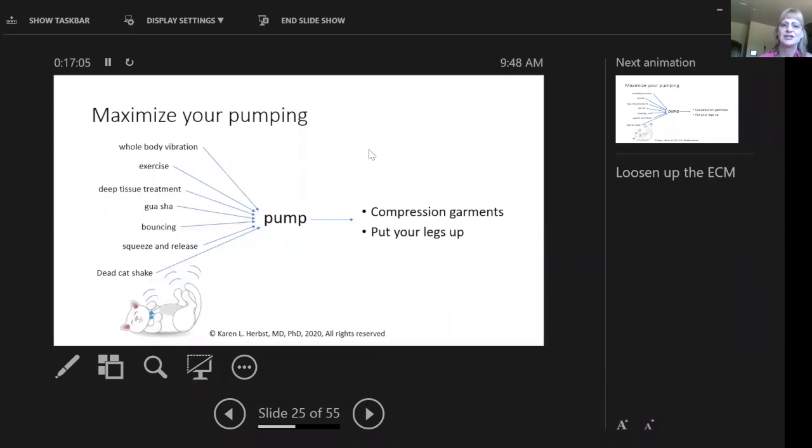And you can do the dead cat shake, where you lift your arms and legs in the air and you shake your tissues. And this has been shown by Indesign and Green to be very effective at improving lymphatic pumping. Once you get that gel kind of softened up and more in a liquid form, then you use your pump. And you follow that by wearing your compression garments or putting your legs up.